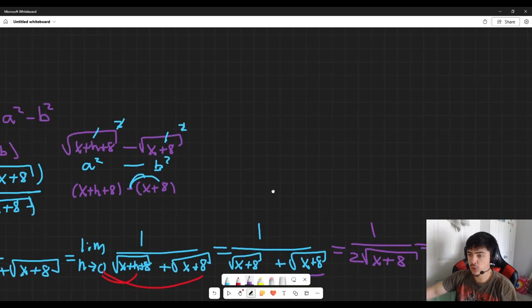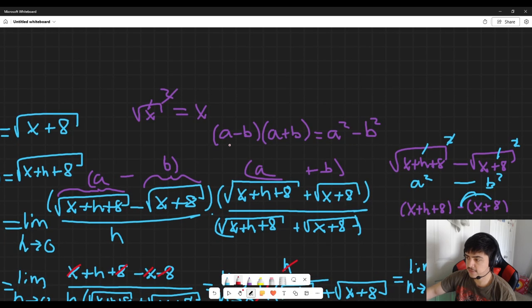And that was a bit more of a tricky one. I really recommend locking in this formula right here. The difference of squares. This is very important.